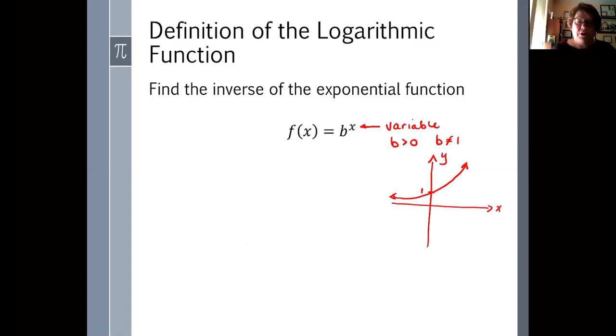I seem to have a share problem. All right, we're good to go now.